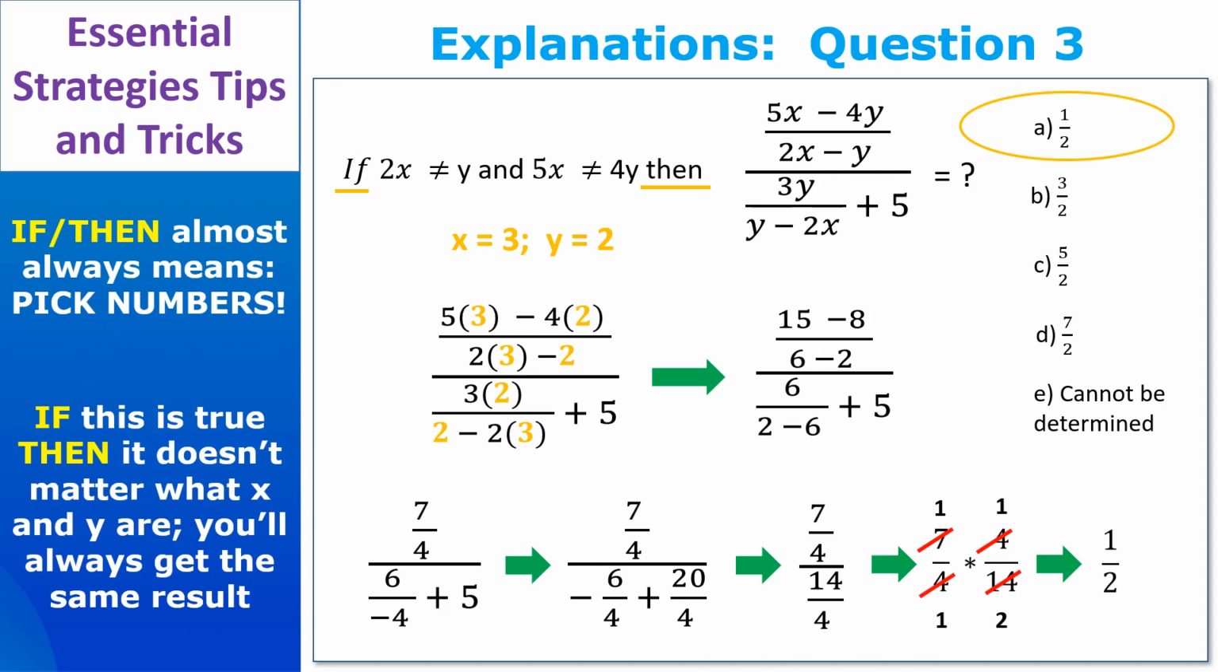It doesn't matter what numbers you pick for x and y. That's the beauty of if-then questions. You'll always get 1/2. Don't believe me? Go ahead, pick your own numbers for x and y, and it's always going to come out the same. It will always equal 1/2.